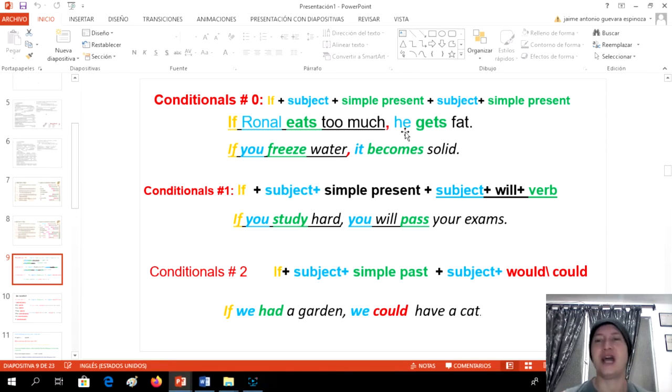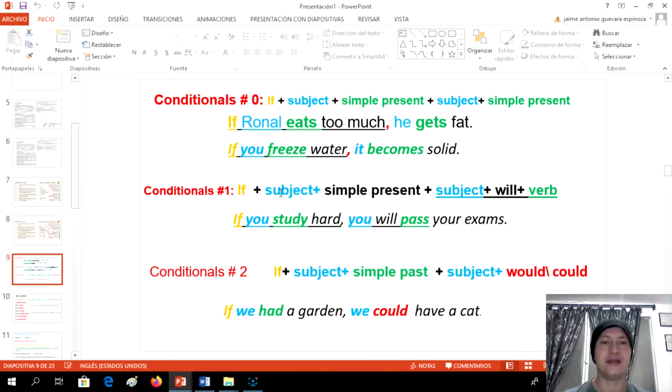And on the other side, after the comma, it's very important to check the comma, the simple present sentence: he gets fat. This is the consequence. If Ronald eats too much, he gets fat. This is the cause and consequence. Another example: if you freeze water, it becomes solid. Cause and consequence. This is the conditional type 0.